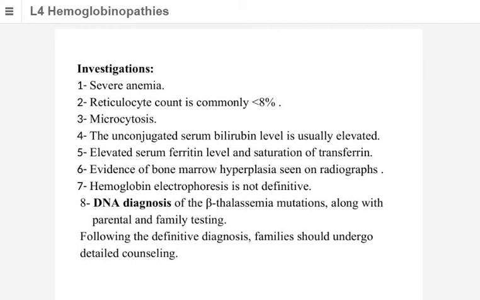Following the definitive diagnosis, the family should undergo detailed counseling. Detailed counseling is a must in all inherited diseases.